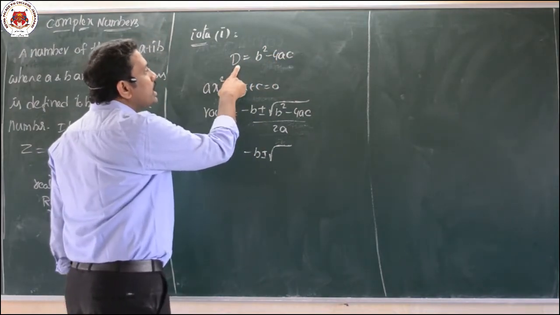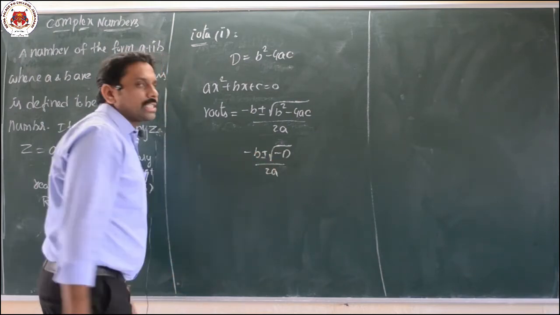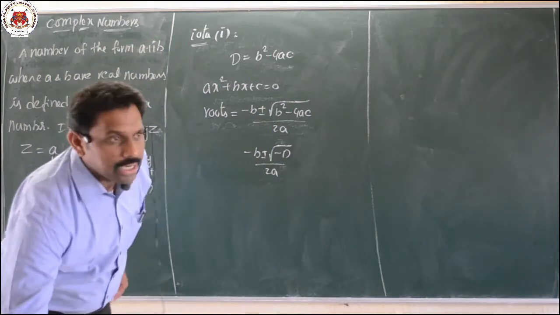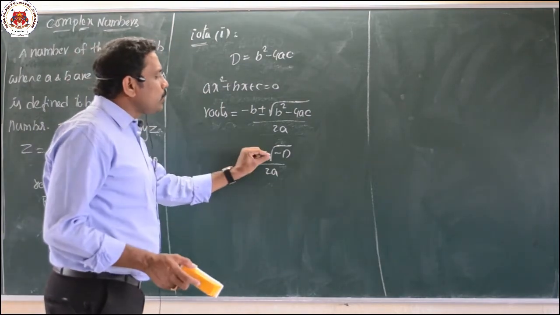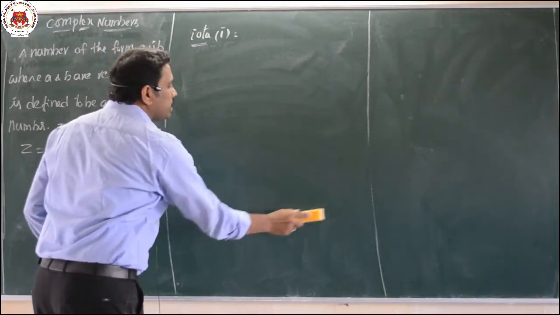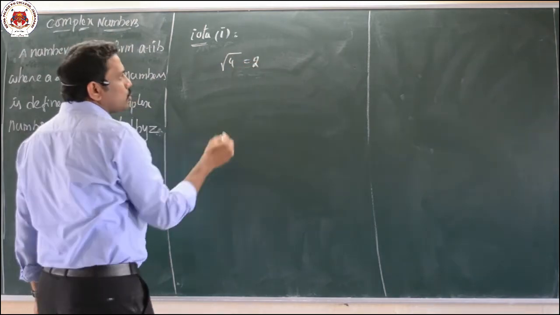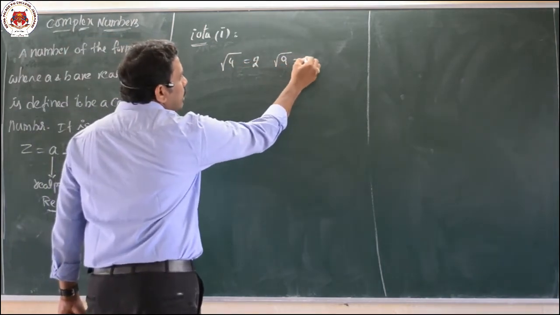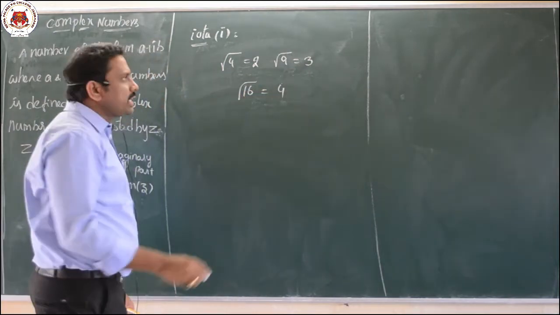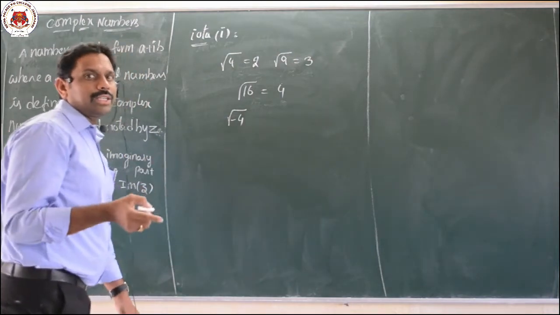If the discriminant is negative, then in 10th standard we write that the root is not defined. Means, my dear children, the square root of a negative number cannot be defined up to 10th standard. Suppose root 4 value is 2, root 9 value is 3, root 16 value is 4. But the square root of minus 4 is not defined.